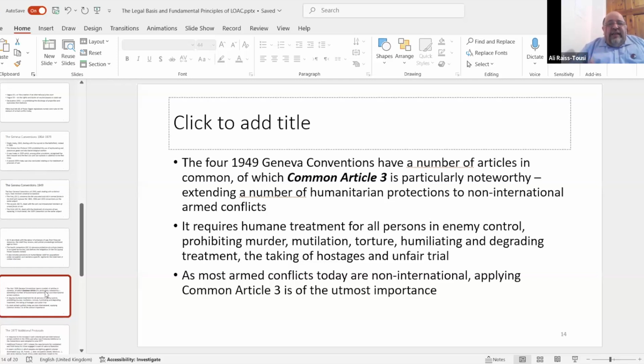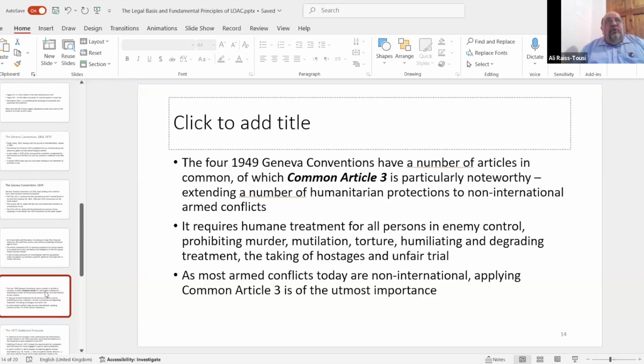Common Article 3 is important today because most of the armed conflicts are non-international. If we look at civil war in Sudan, we have one example of a non-international armed conflict.